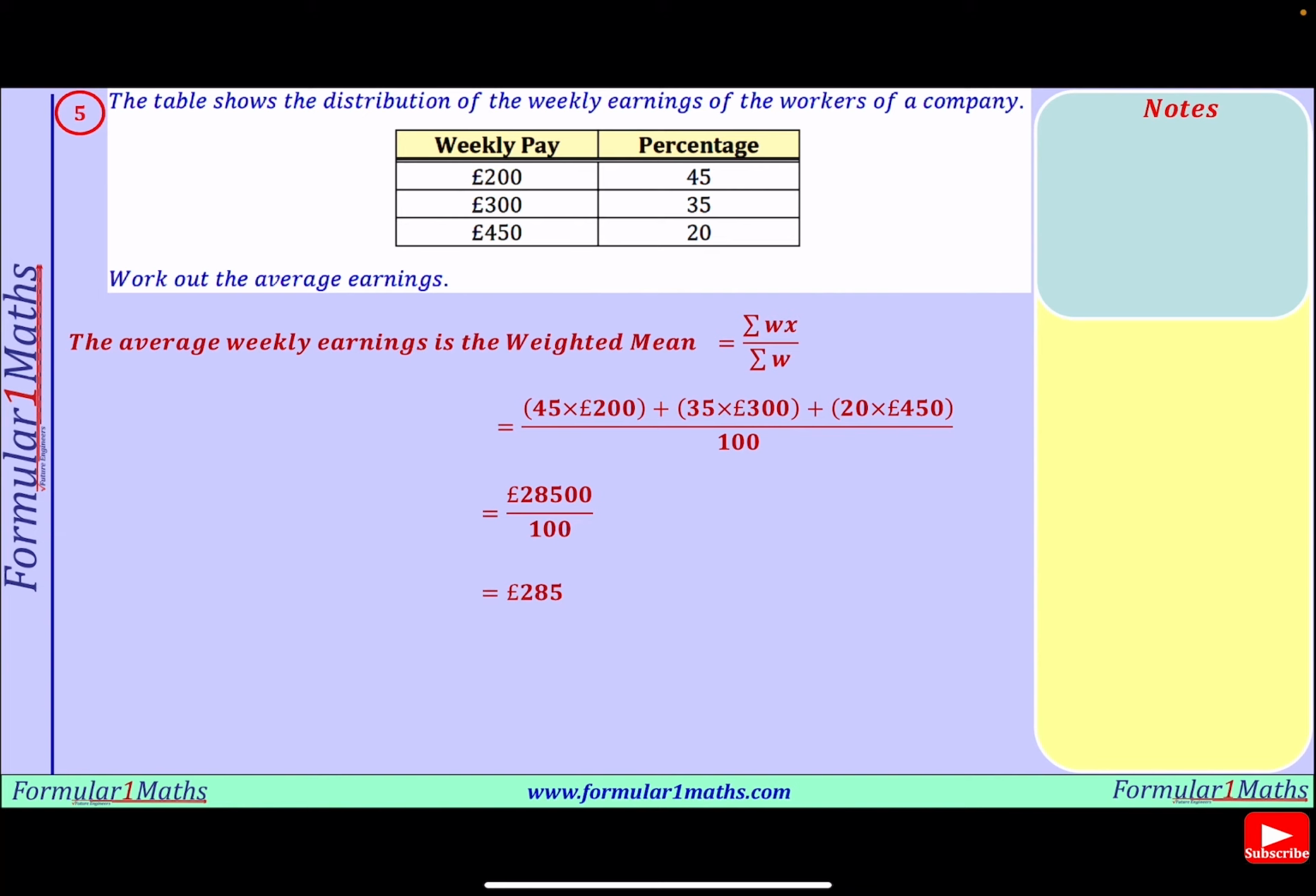And that is a practical application of the weighted mean. The weighted mean and geometric mean find application in the finance world.